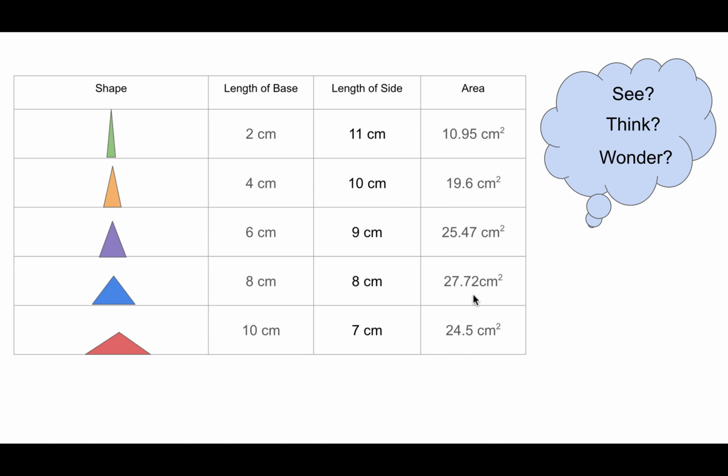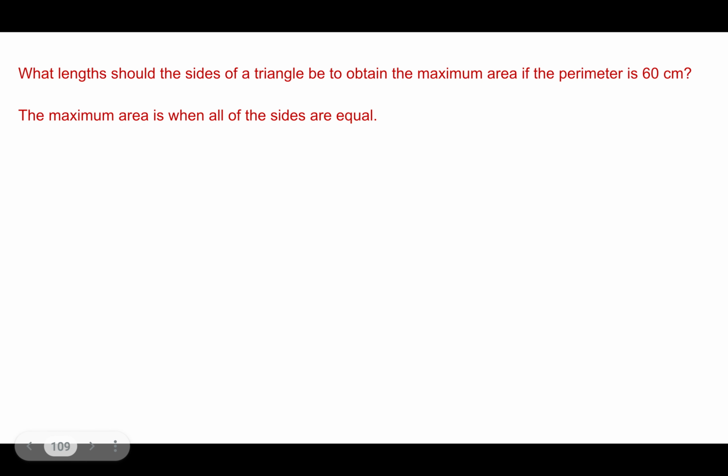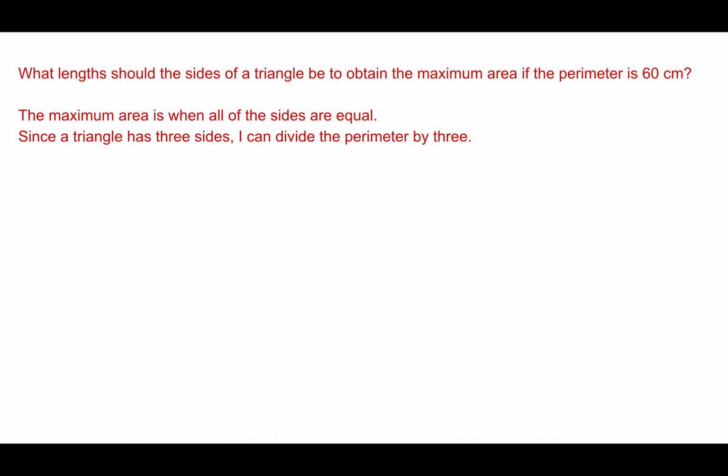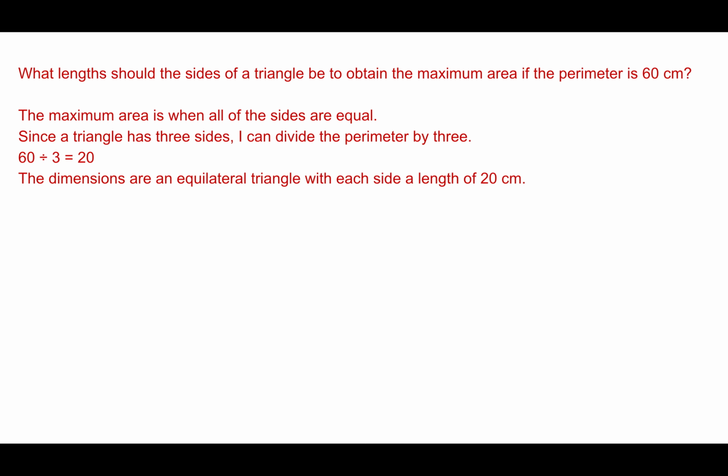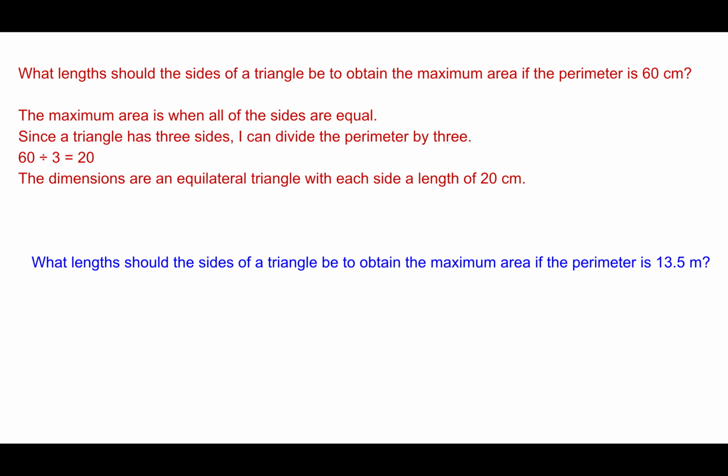27.72 squared centimeters. And I noticed that the length of the base and the length of the sides were the same. So all of them were the same. In other words, it was an equilateral triangle. So the maximum area is when all the sides are equal. So since a triangle has 3 sides, I can divide the perimeter by 3. So 60 divided by 3 is 20. So the dimensions are an equilateral triangle with each side a length of 20 centimeters.